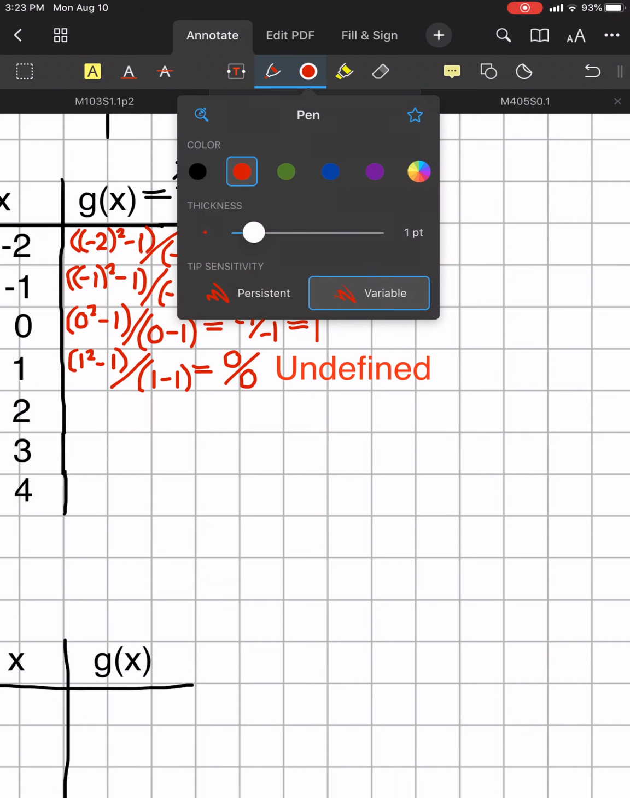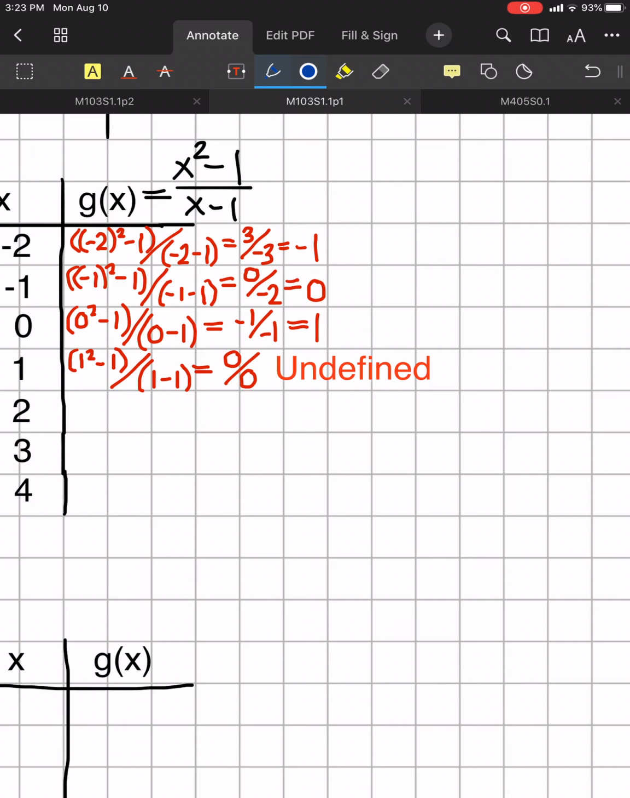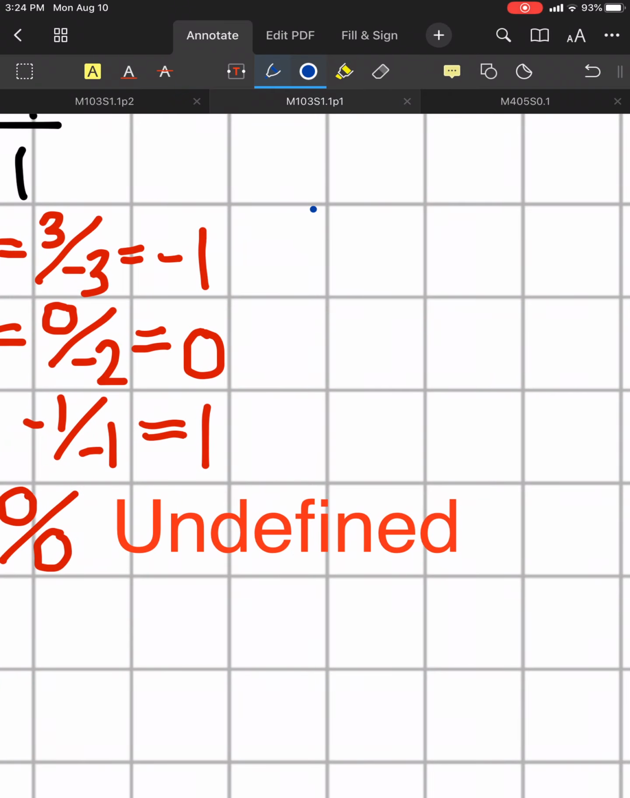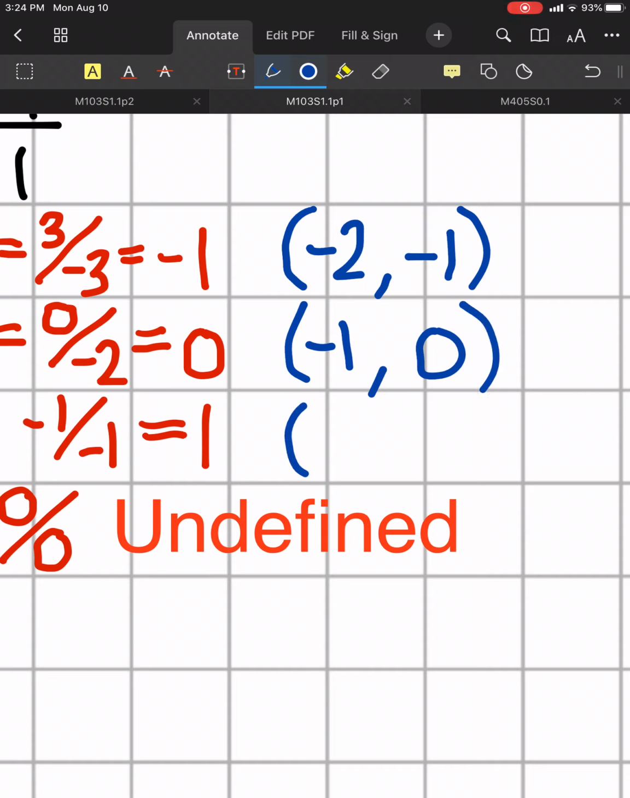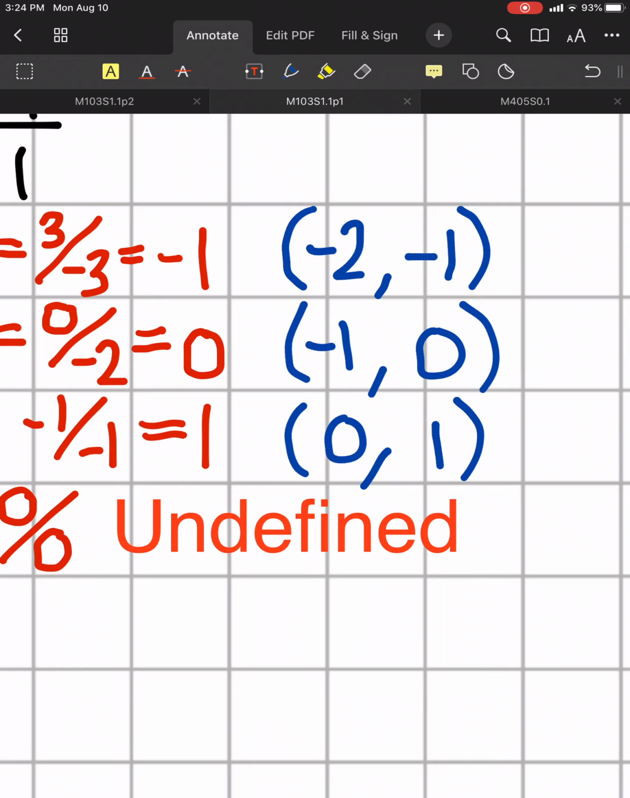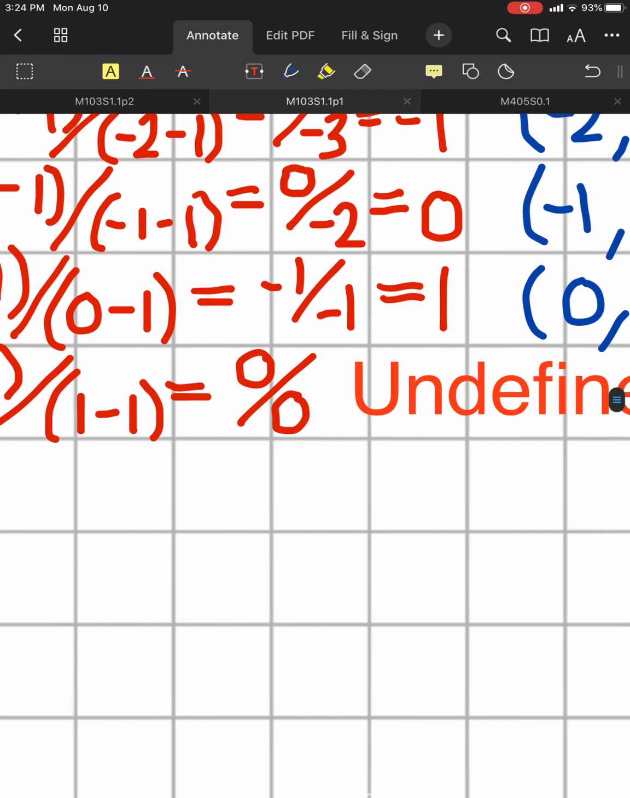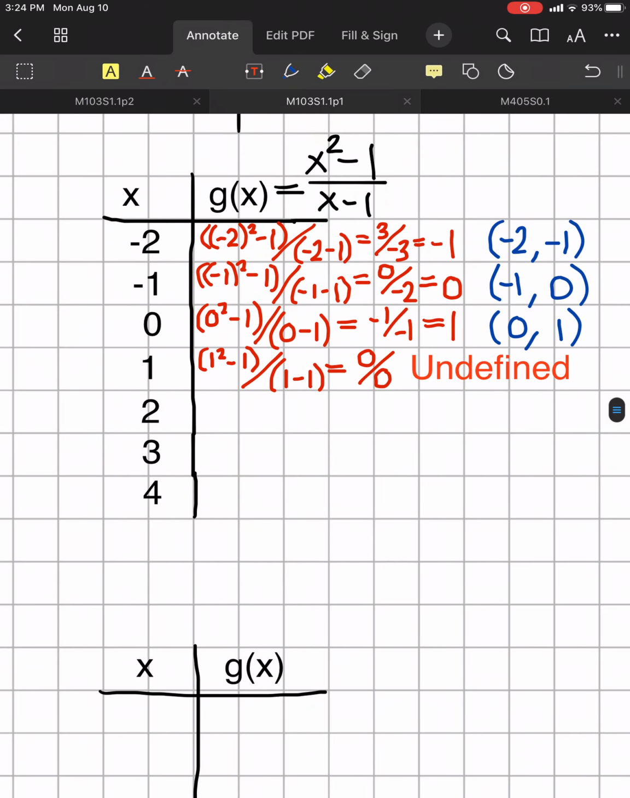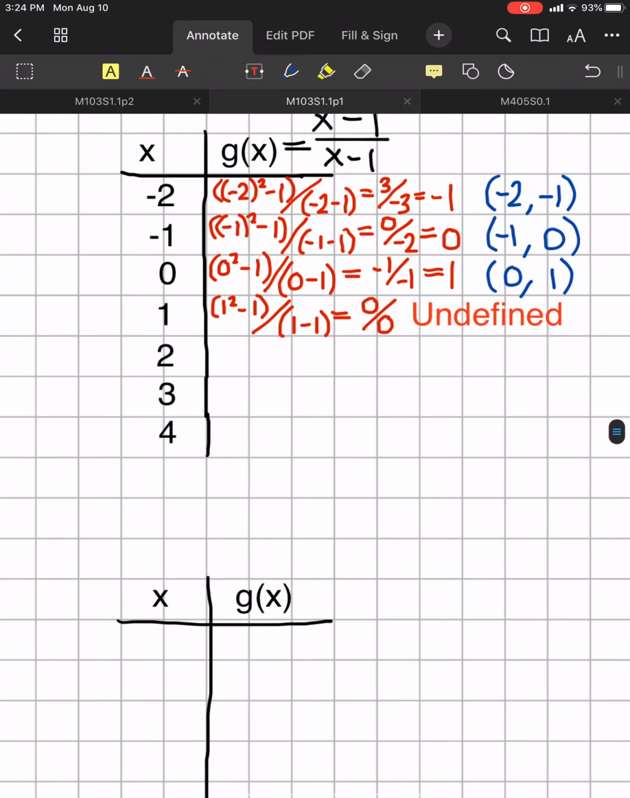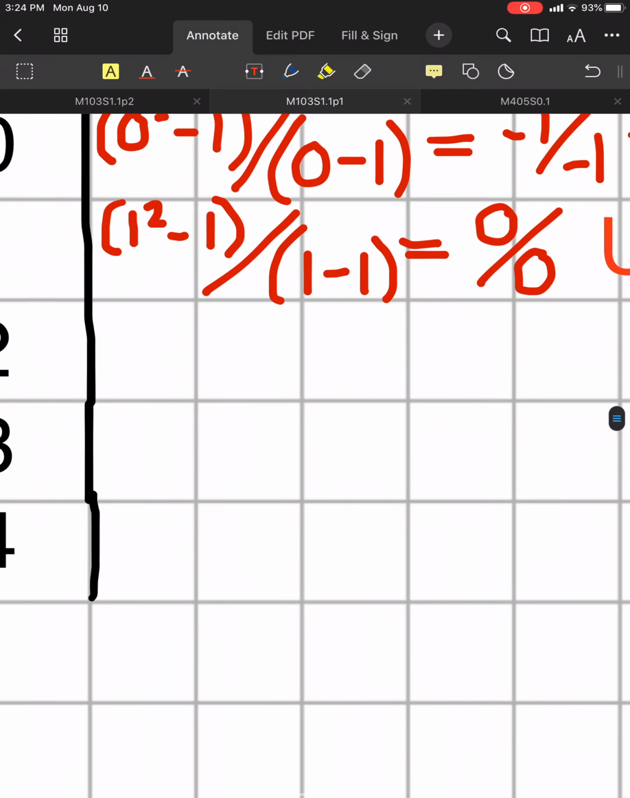So I can even write those out. We'll get to the other ones here in a little bit. So I would get -2, -1. I would get -1, 0. And then I would get 0, 1. Those are all the same as what I had on my first graph. However, this next one, my y value is undefined, so I don't have a point there.